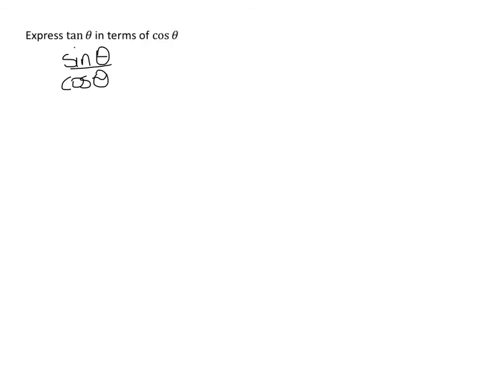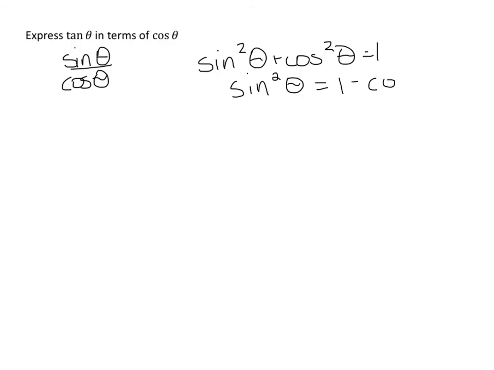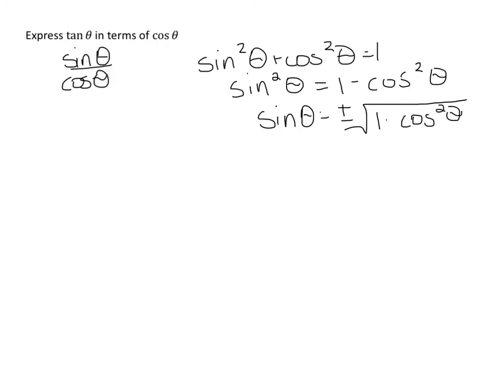Then what I'm going to do is re-express sine in terms of cosine. And the way that I do that is I look at the Pythagorean identity. And essentially, I solve it for sine. Take the square root of both sides. Please do not forget that you need to include plus and minus.